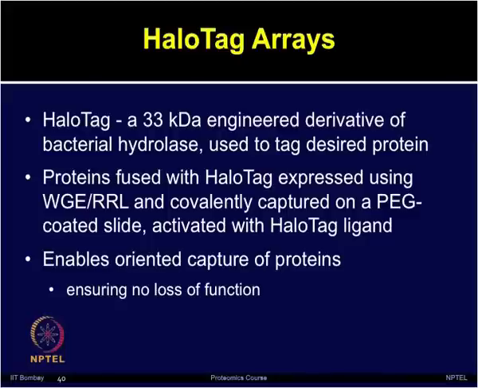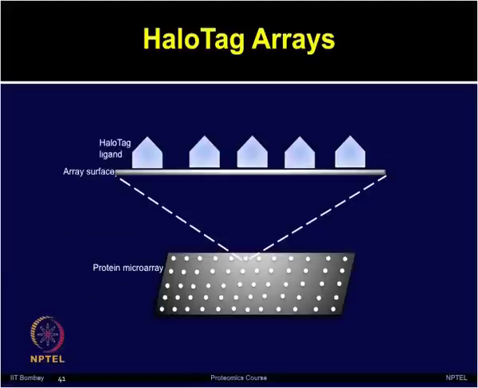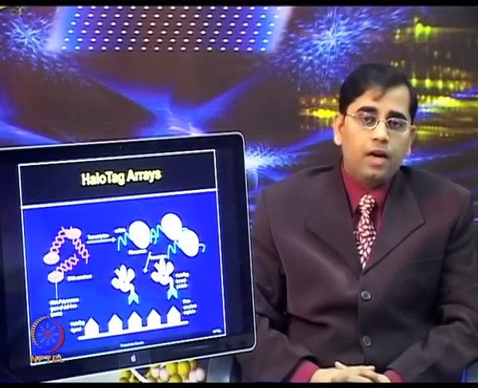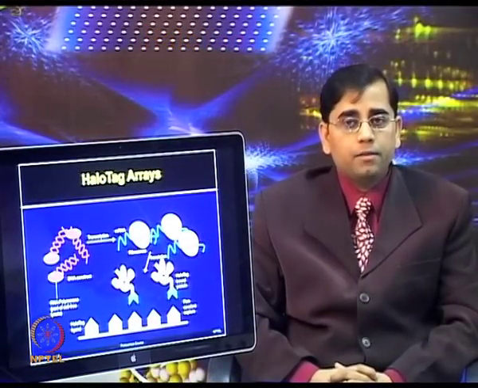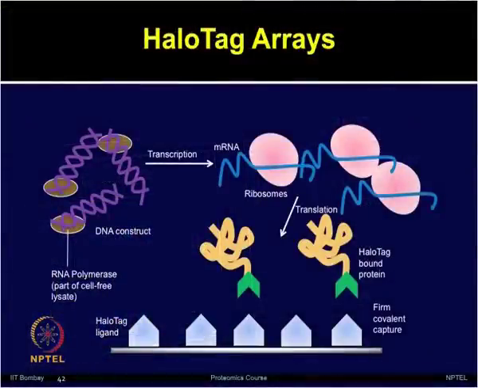So, this HaloTag array achieves oriented capture of the proteins and thereby ensures no loss of function or minimal loss of function. So, as shown in this slide, the polyethylene glycol coated glass slides can be activated by using HaloTag ligand. The proteins fused with HaloTag are expressed by using cell-free expression systems and are covalently captured on polyethylene glycol coated glass slide. So, HaloTag array method enables oriented capture of proteins.